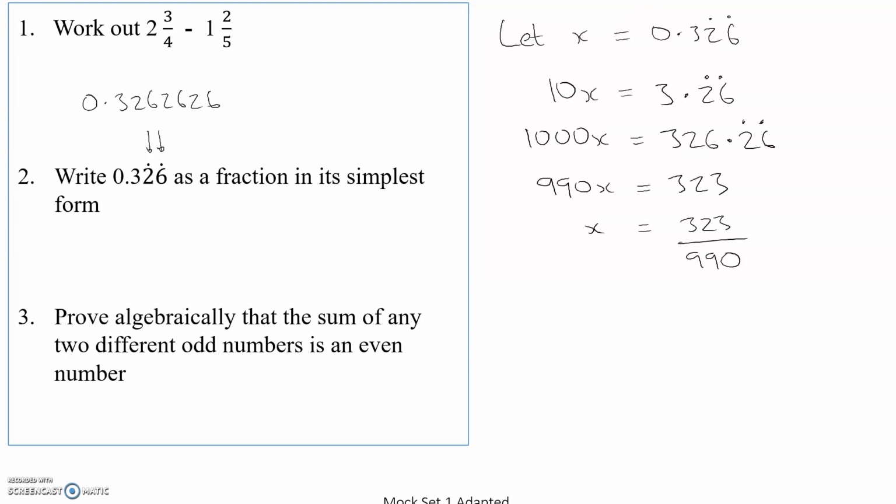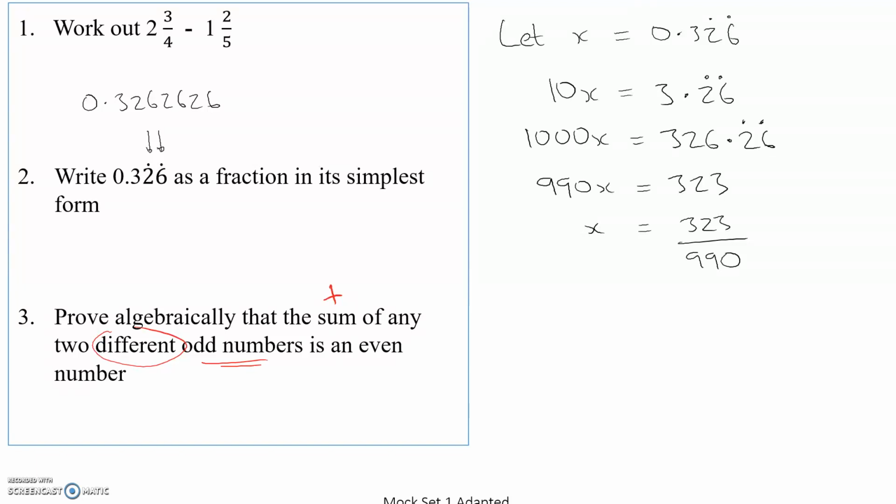Okay, number 3. Prove algebraically that the sum of any two different odd numbers is an even number. Okay, so it's one of those proof ones that you need some starting points. You need to know that the sum of means added together. Two different, that's going to be important, different odd numbers. So how do we represent an odd number?